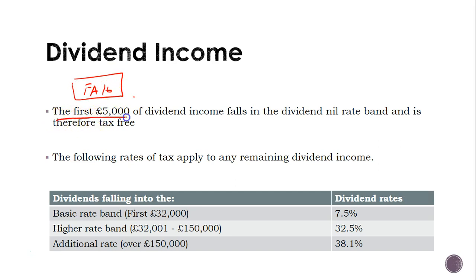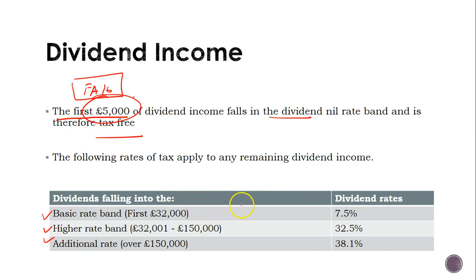allowed the first 5,000 at any band. So, for example, if you are a higher rate earner, a savings rate, a basic rate band person, a higher rate, whatever it is, the first 5,000 of your dividends are at the nil rate band of 0. So yeah, that's free for you. That's pretty good.